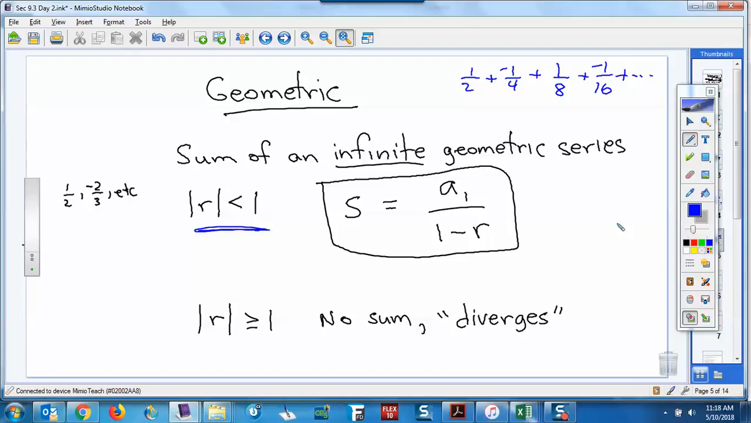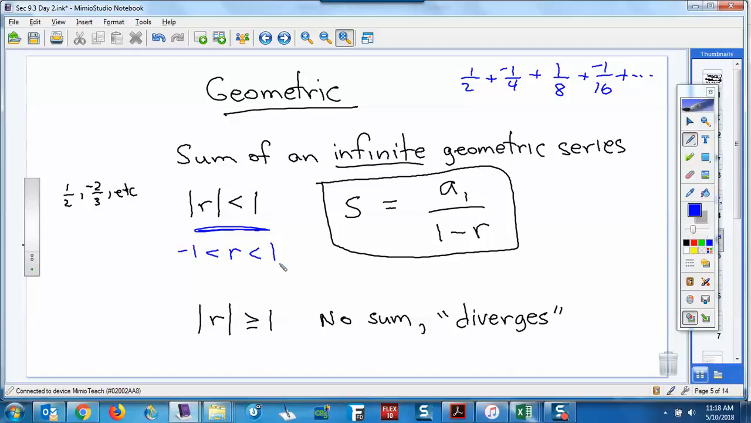Okay? If the absolute value of r is less than 1, that means a fraction or a decimal less than 1. But we're not talking about less than 1 like -1 or -2 or -3. We're talking about absolute value of 1. So what that really means is r is between -1 and 1. That's what we're talking about. So if that r is a fraction like 1/2, 2/3, 3/4, -1/2, -2/3, -3/4, okay, then this applies.